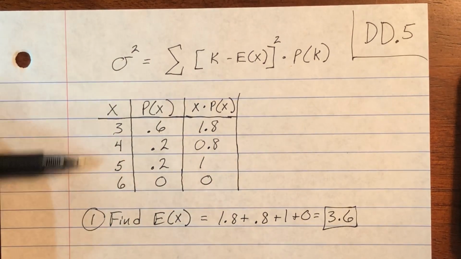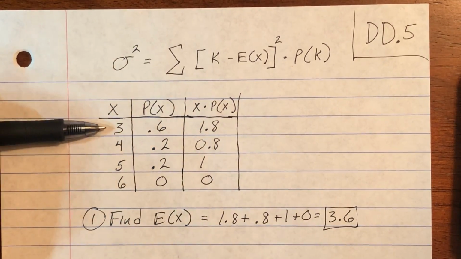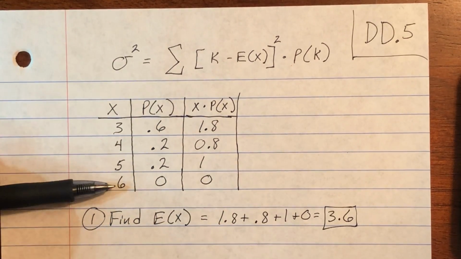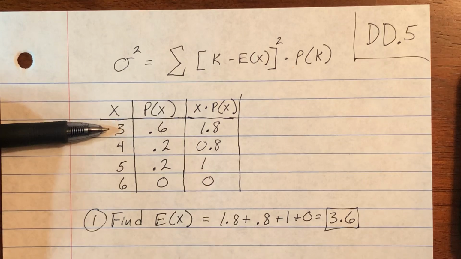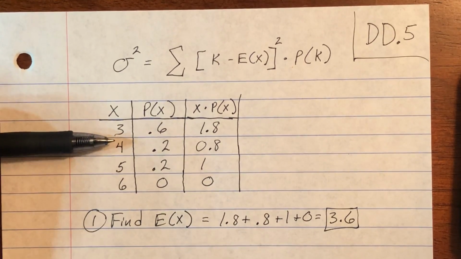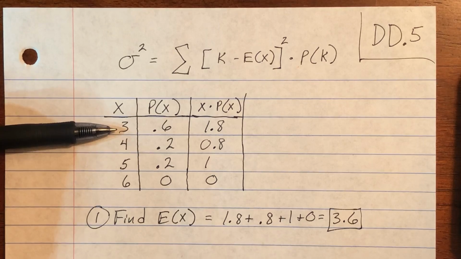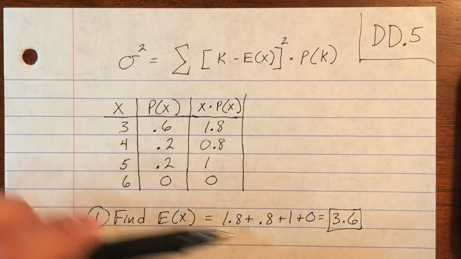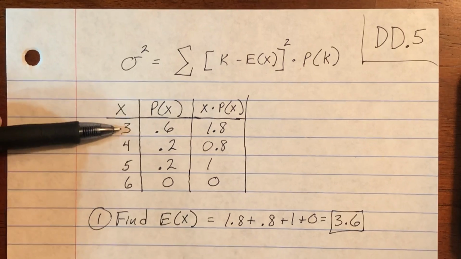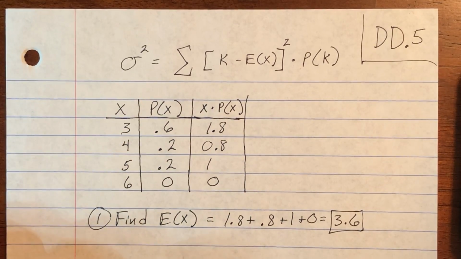If I were to draw this on a graph, since the probability of getting a 3 is 0.6, and the probability of getting a 6 is 0.0, this graph is kind of skewed over to the left. And it would make sense that the average is smaller. If this was just the average of 3, 4, 5, and 6, then the average would be 4.5. But since the probability of getting this lower number is higher, that means the average is going to be a little bit less. So the first step is to find that.